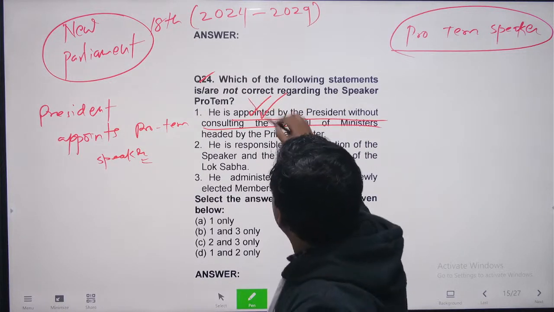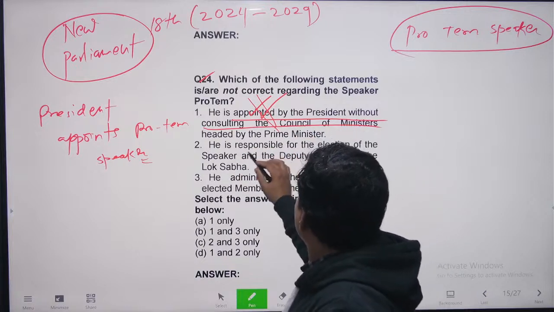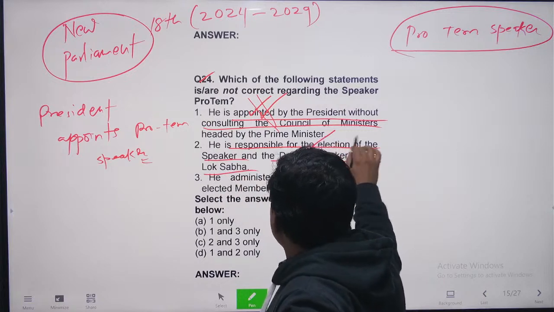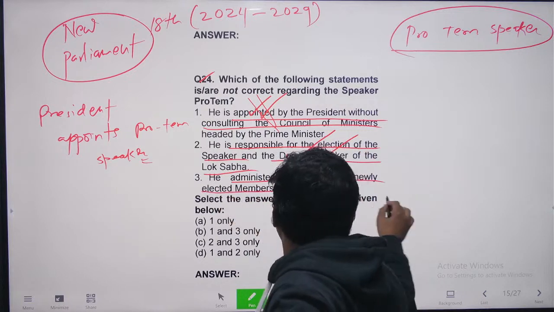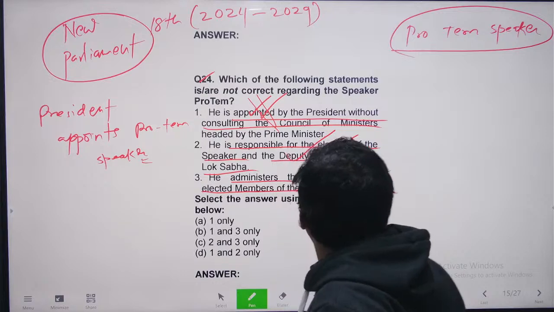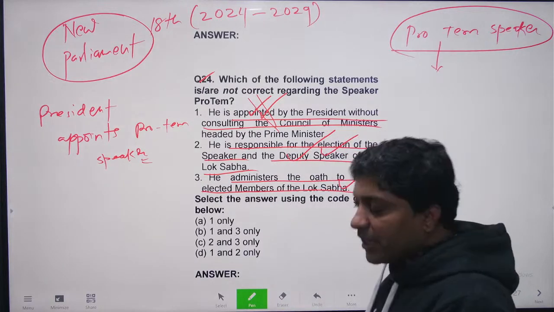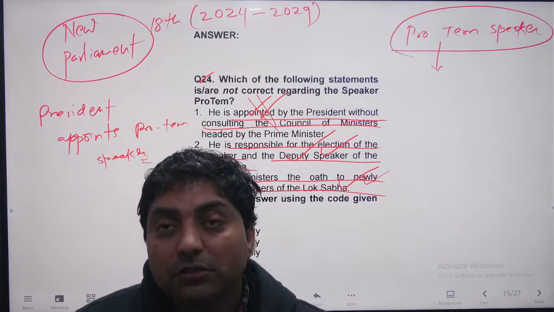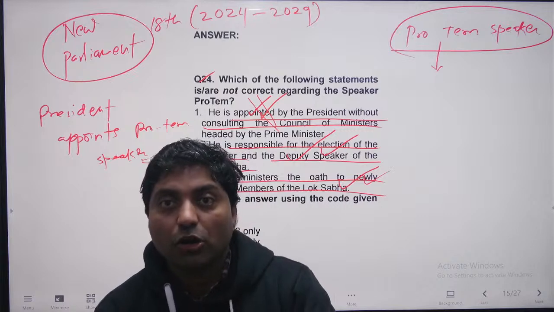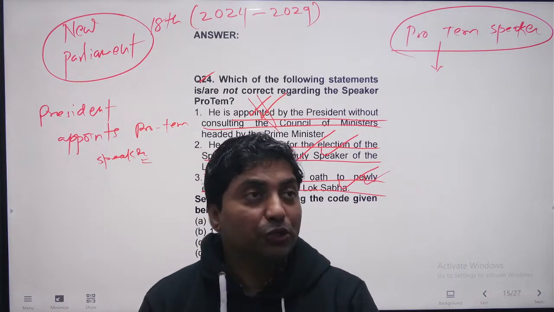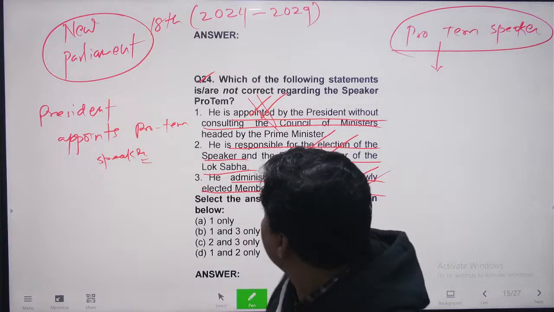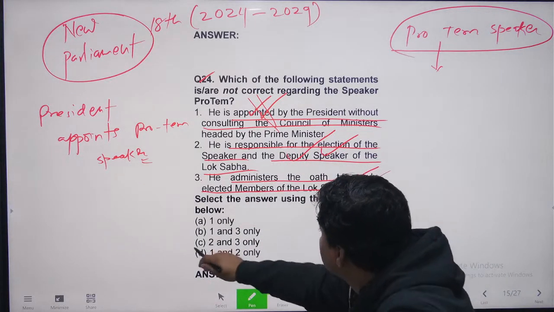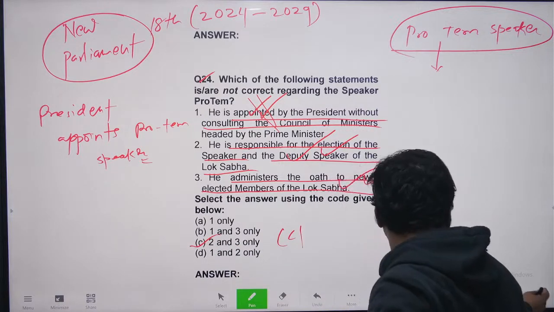Without him, this will become a mess. He is responsible for the election of the speaker and deputy speaker of the Lok Sabha. Yes. He administers the oath of the newly elected members of the Lok Sabha. Yes. The work of the pro tem speaker is to conduct the election of the speaker and administer oath and affirmation to all members of the newly elected Lok Sabha. So here you can see this is also correct. So 2 and 3 are correct.